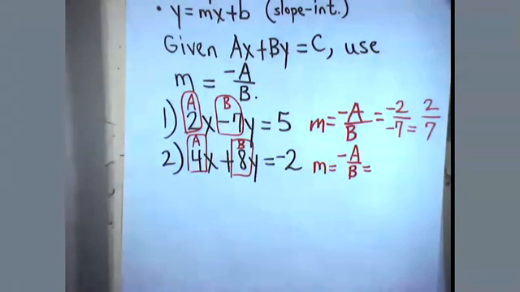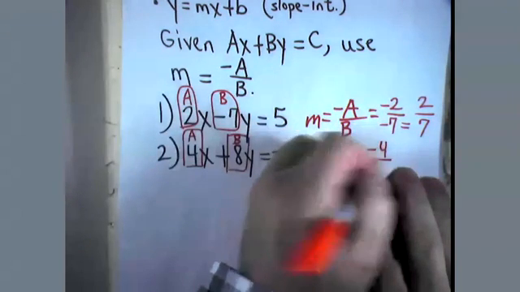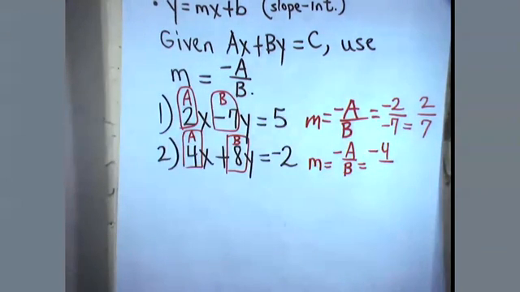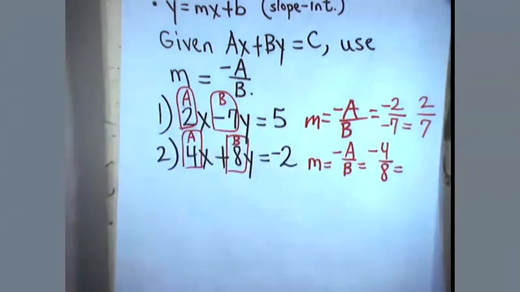And let's plug in our values for A and B respectively. A is 4, but it's negative per the formula. And B is 8. The only thing I ask you to do with fraction answers is simplify them or reduce them to lowest terms.